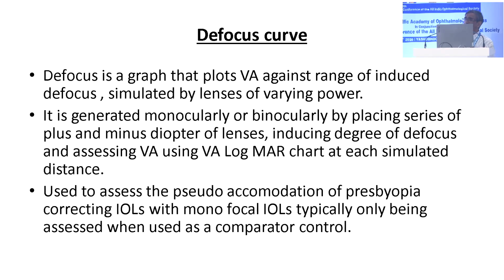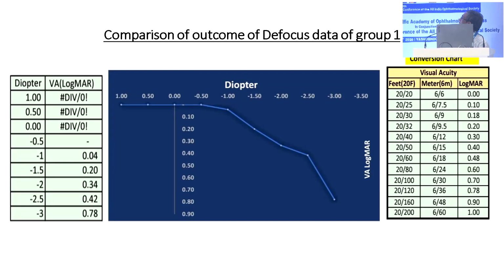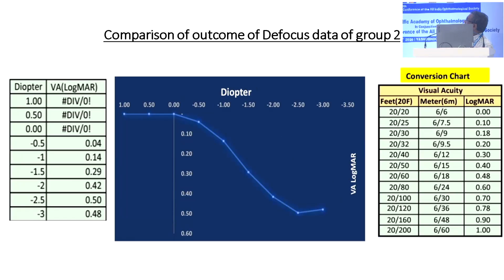Then we use a defocus curve. I think you guys may all know about it. And this is the outcome of the defocus curve at minus 0.5, minus 1, and even to minus 1.5, you have logMAR 0.2. So this is the performance of the EMV. And when you compare with this on a monofocal, you can see that with a minus 1.5, it goes to logMAR 0.3.